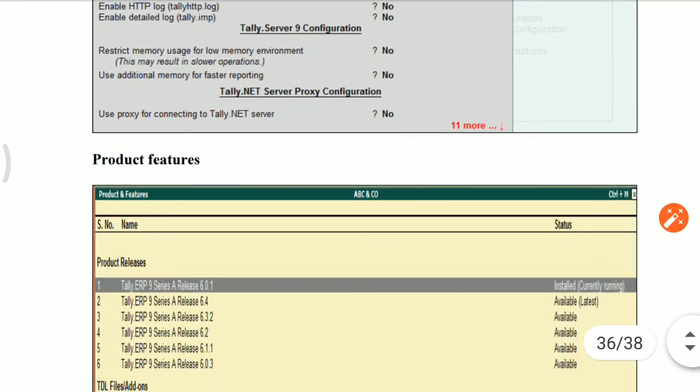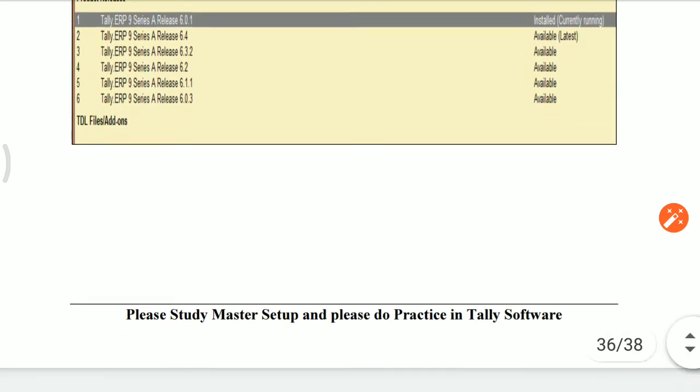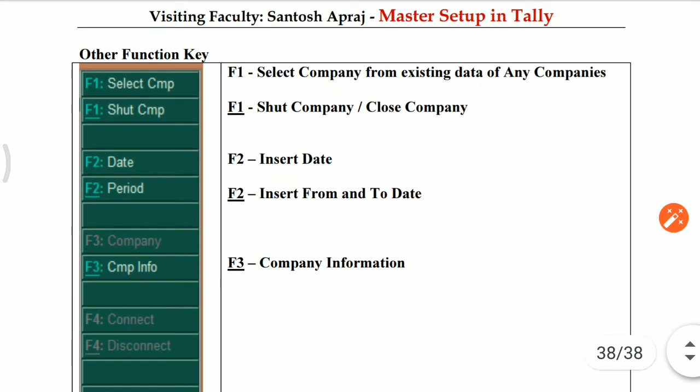IT. Product features, means up to what release your software is updated. Next one is licensing detail. If you purchase your software licensing, then you have to activate your license in this module, that is F12. Next one is what type of function keys.